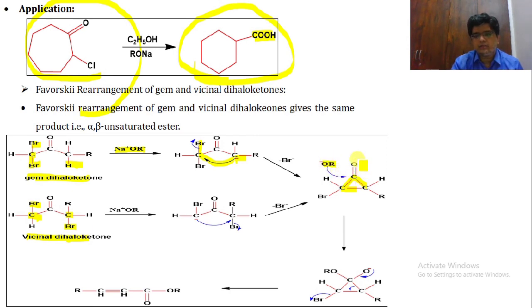So here we are having oxygen negative charge. So now this is oxygen negative charge. So now this negative charge will attack over here. This falls down over here and this Br will be removed over here. So I am writing over here.